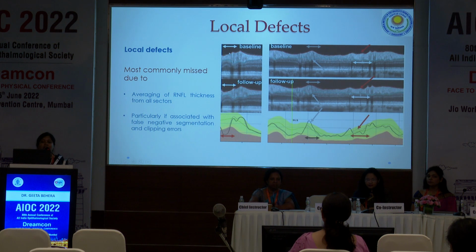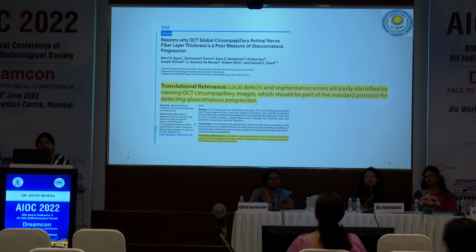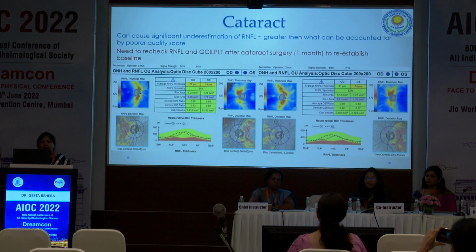So this is the baseline, in which one can see the RNFL thickness. And this is the follow-up where actually there's a drop, and that drop is seen very well in the double hump in the TSNIT graph. But this will get missed when you look at the global average. Again, this is found to be a very important source of error, and so it is recommended that it should be a standard protocol for detecting glaucomatous progression.